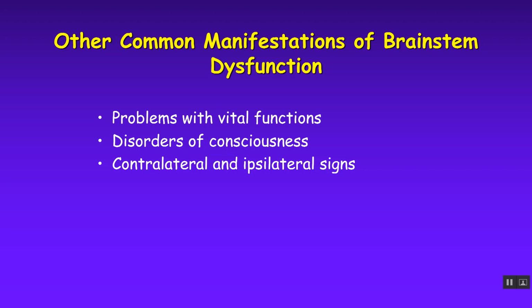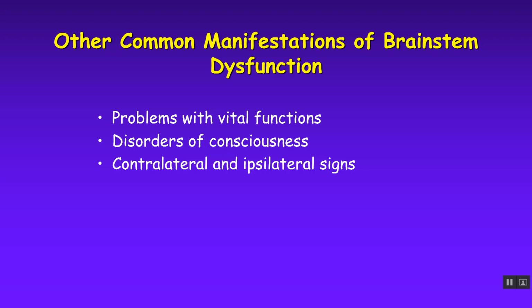We already mentioned contralateral versus ipsilateral signs. Damage to cranial nerve nuclei within the brainstem or the nerve will cause ipsilateral symptoms. If it's in the cortex and part of those corticobulbar pathways for voluntary control of those, then it's contralateral. The signs and symptoms will be contralateral to the lesion.